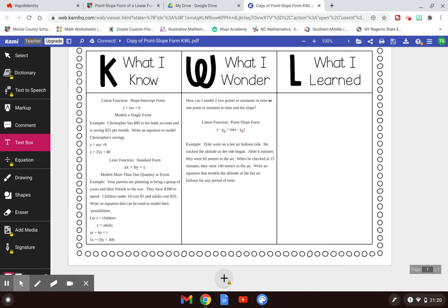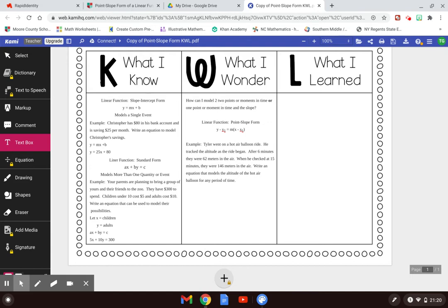or 1 point or moment in time, and the slope? So the way we're going to do this is using the linear function in point-slope form, and that is written as y minus y1 equals m times x minus x1. That is the model for the point-slope form of a linear function. So let's look at our example here to see how this would be used.